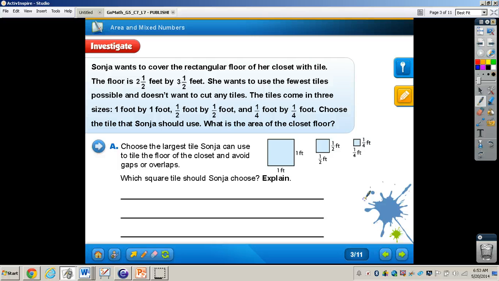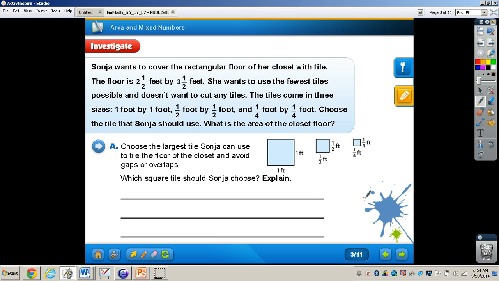And we can see at the top it does say you can use square tiles with side lengths that are unit fractions to find the area of a rectangle. Okay, so the problem reads, Sonia wants to cover the rectangular floor of her closet with tile. The floor is 2.5 feet by 3.5 feet. She wants to use the fewest tiles possible and does not want to cut any tiles. Probably wants to use the fewest tiles because that's the cheapest, and does not want to cut any tiles because that could be extremely difficult if you do not know what you're doing.